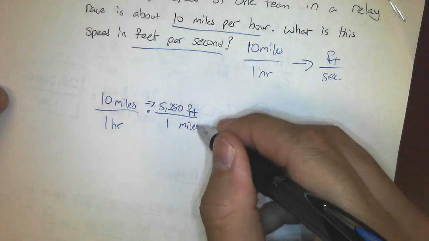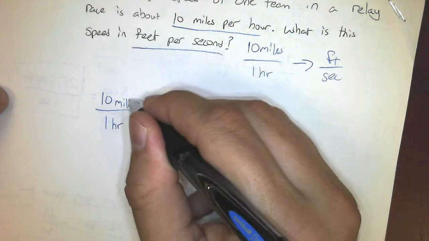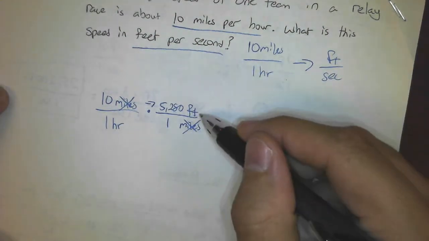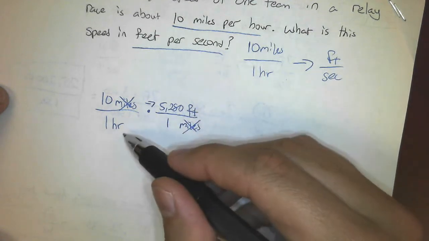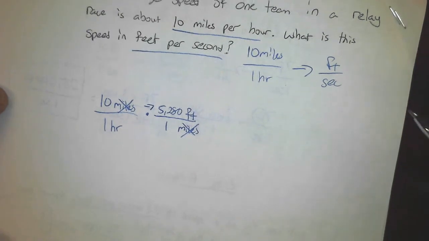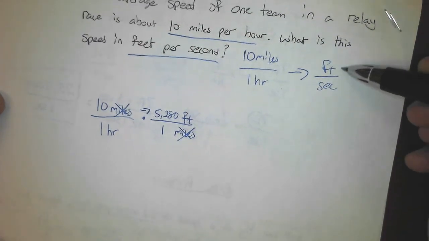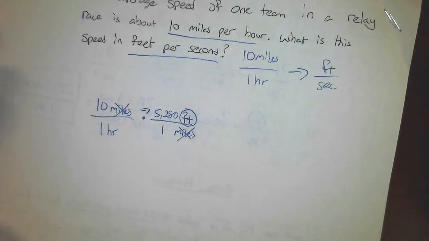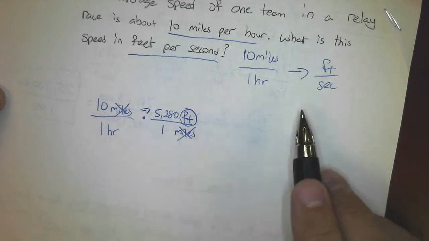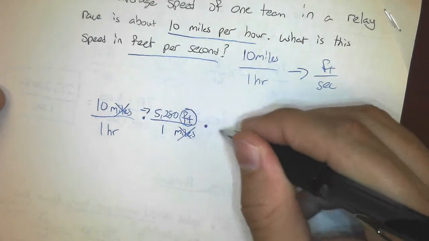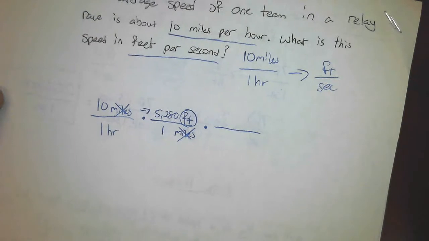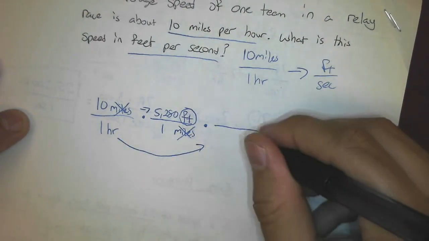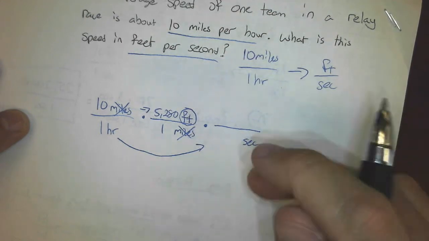So I noticed that I have miles here on the bottom, miles here on the top. Those can divide out. So I'm left with feet here on top, hours here on the bottom. So I still need to get seconds. I've got my feet up top. Those are finished. I do not need to convert feet anymore. But I still need to convert hours over to seconds. So we'll continue. We'll add another multiplication step. So we can convert hours over to seconds.